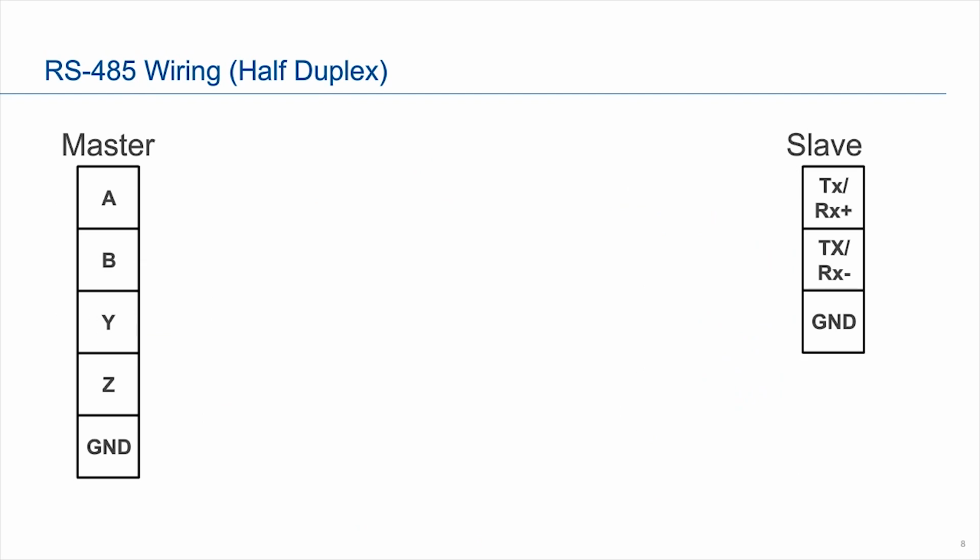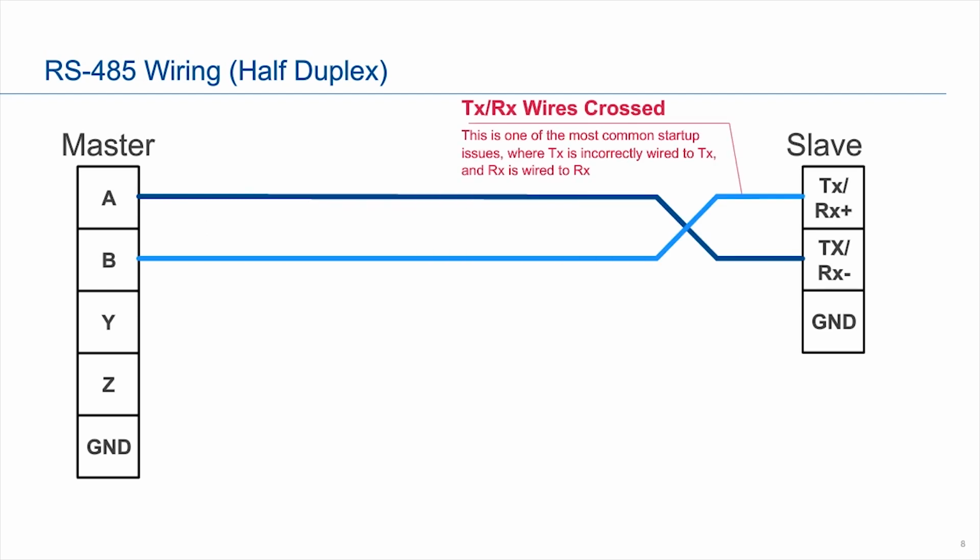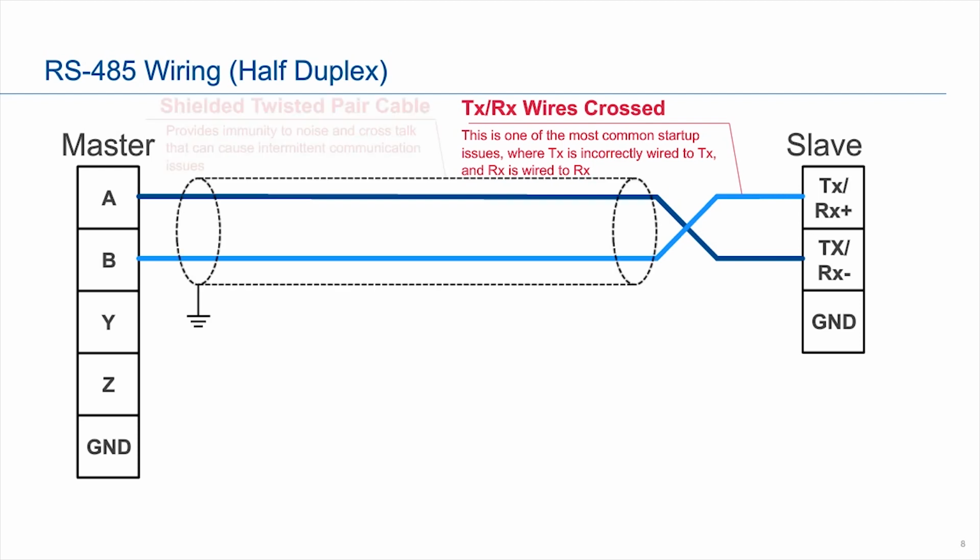Let's move to RS-485 wiring now, and this is called half duplex, and it's preferred because it's only 2 wires. And once again, you see that the wires are swapped over so that we have the transmit of the master connected to the receive on the slave, and the receive on the master is connected to the transmit on the slave. Shielded cable as well.